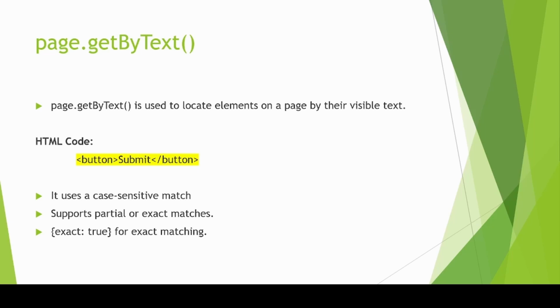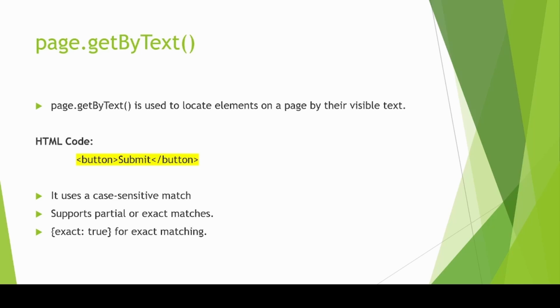Whatever text is present in the HTML code, the same text we have to give, and we can give the partial or the exact word. Playwright supports partial or exact match. For exact match, we have to add the exact: true object property.